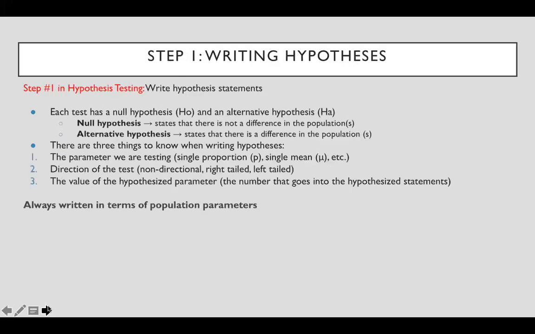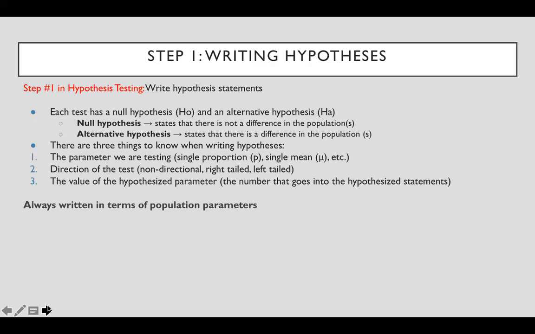Step 1 in hypothesis testing is writing hypotheses. Each hypothesis test has 2 hypotheses: a null hypothesis and an alternative hypothesis. Your null hypothesis states that there is not a difference in the population or the populations, and your alternative hypothesis states that there is a difference in the population.